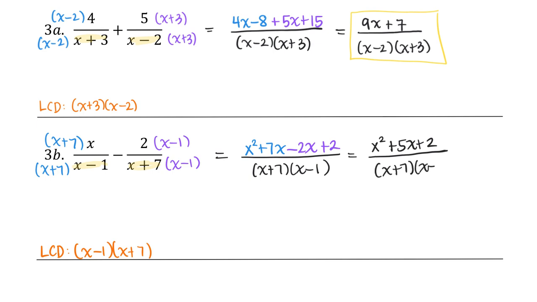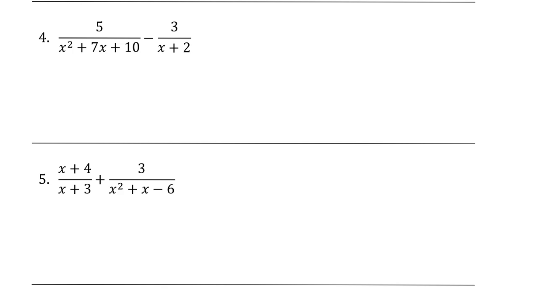Now I'm going to look at the numerator and see if I can factor it. If I multiply to get 2, it would be 2 times 1. 2 plus 1 is 3. So it will not factor, so I'm going to leave it like this. Let's keep going. And if you feel like they're getting a little harder as you go, they are getting a little harder as you go.